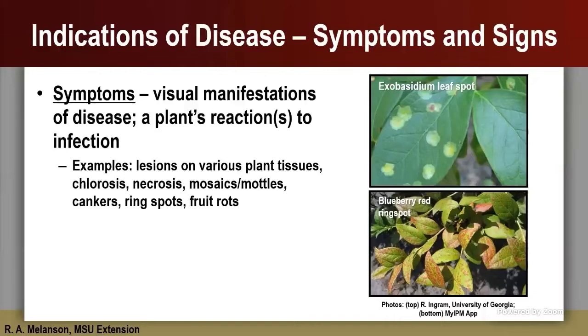In some cases with some of the viruses, like you see in the picture in the bottom right, you may have ring spots. These may often be red or dark purple in color with a green center. And then many of you are probably familiar with a number of the different fruit rots.